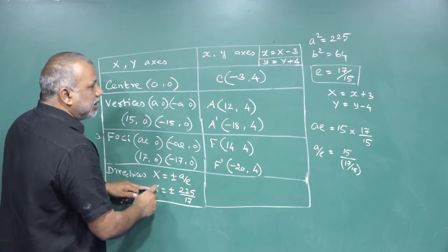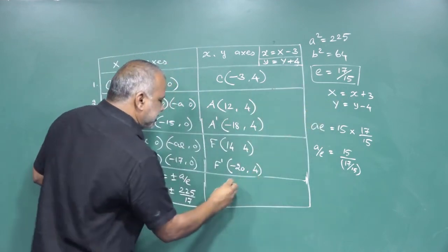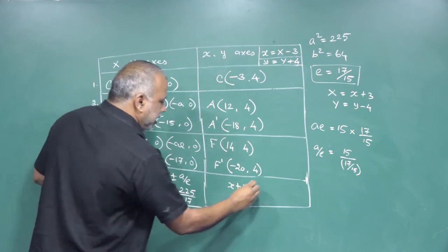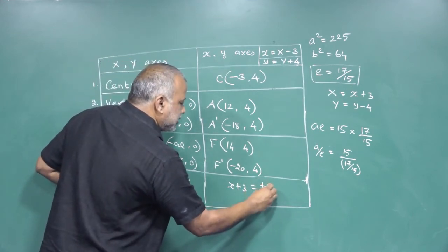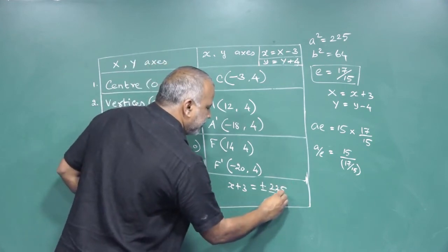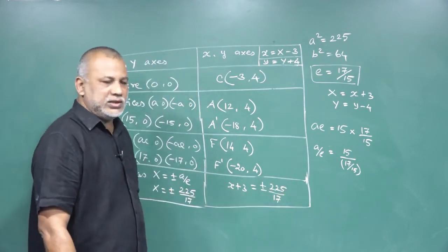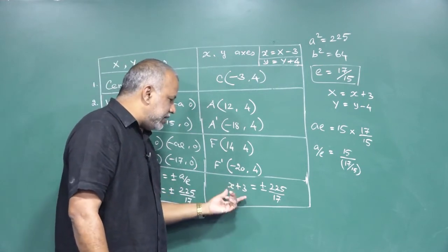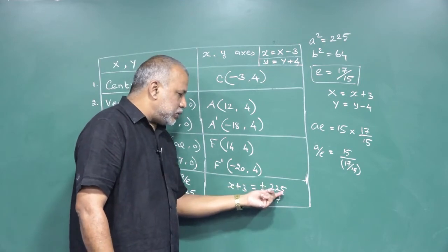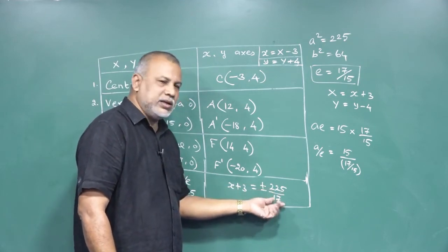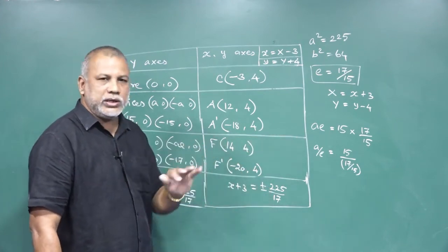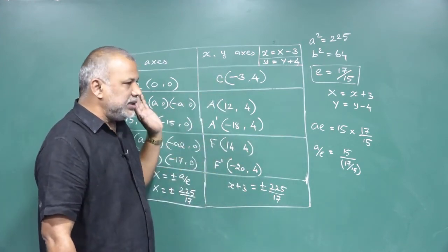Replace this capital X. What is the value of capital X here? X plus 3. This is replaced by X plus 3 equal to plus or minus 225 divided by 17. So you are able to simplify this one. If you are multiplying by 17, then simplify, you are able to get the results. You can do it yourself. I am just writing the results only.